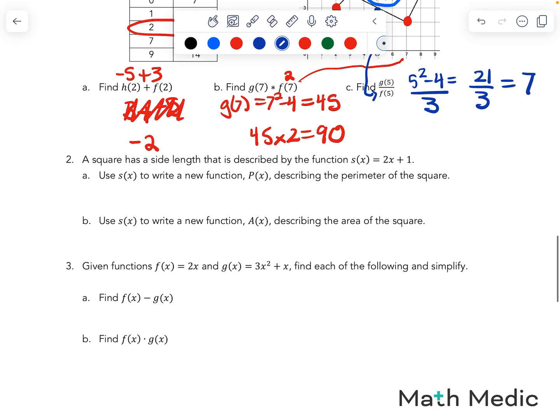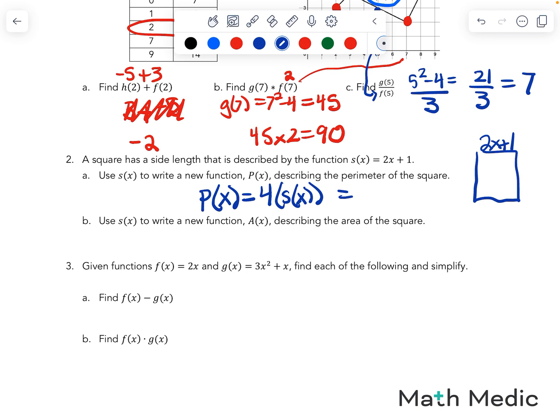Number 2, a square has a side length that is described by the function 2x plus 1. So there's our side length. Write a new function describing the perimeter. So our perimeter of our square would be 4 times the side of our square, right? Because 4 times that side. So it really is 4 times 2x plus 1.